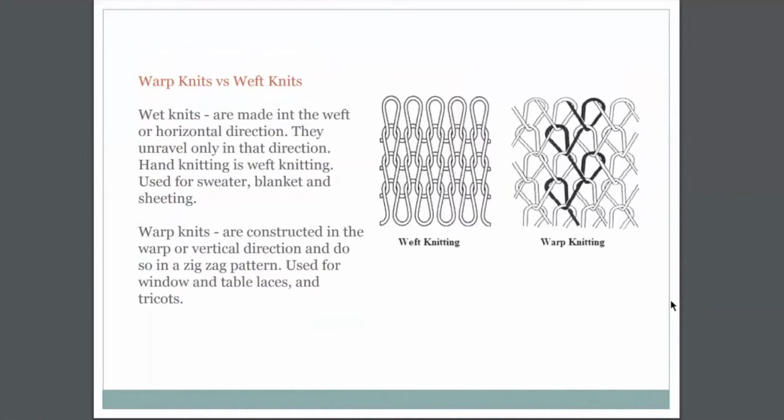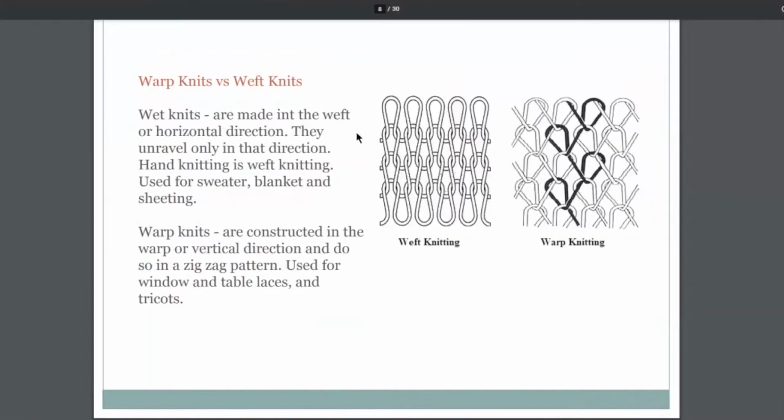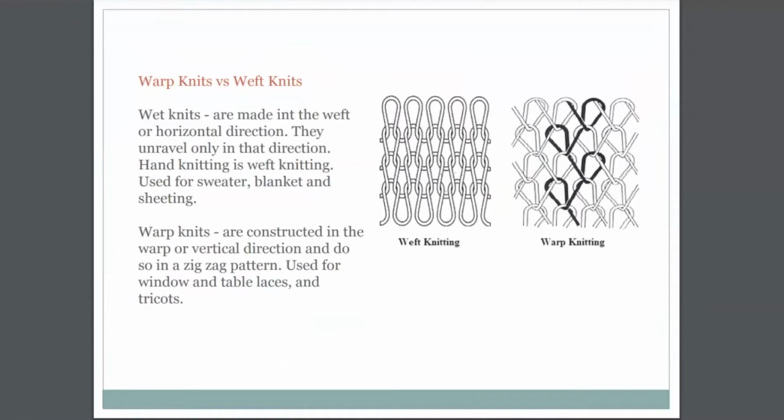Weft knits, not to be confused with wet knits in my little typo, are made in the weft or horizontal direction. Because of that, they go along and then they turn around and do it again. They oftentimes unravel in that direction. Hand knitting is weft knitting. When you see someone hand knitting, you see these kind of long trains of knits in the horizontal direction together. They're used traditionally for sweaters, blankets, and sheeting.